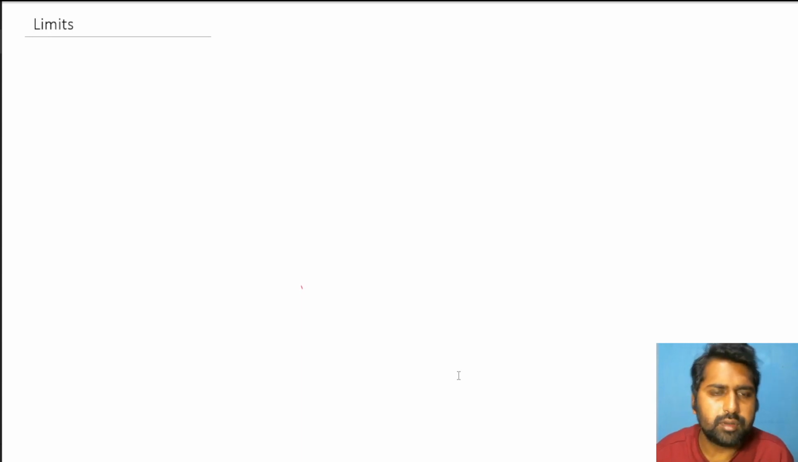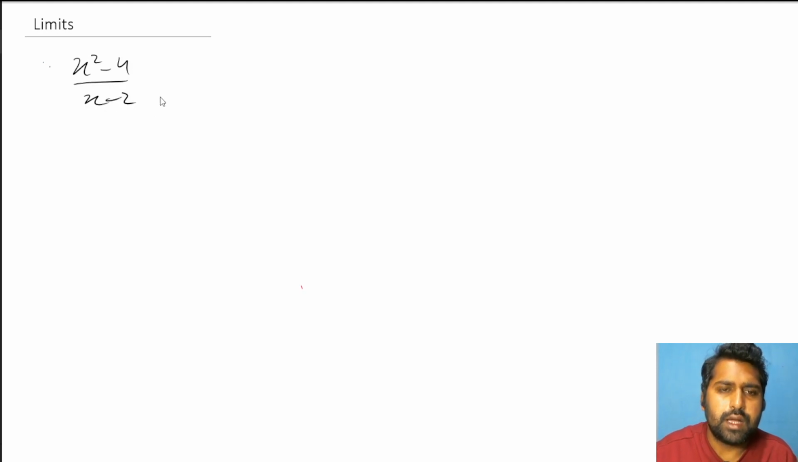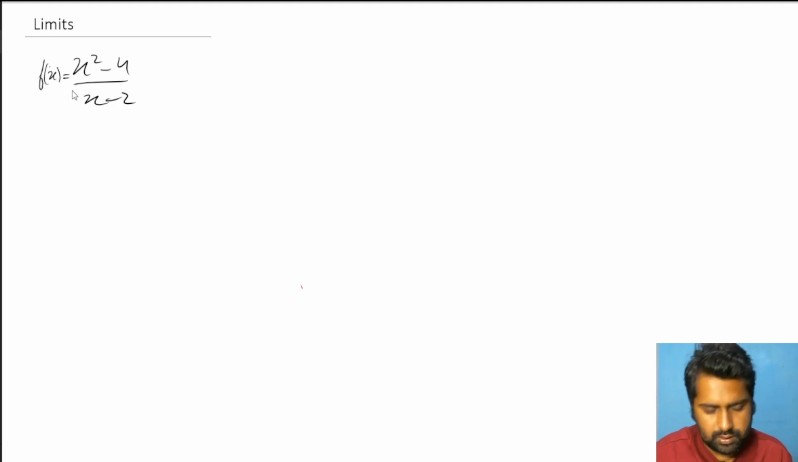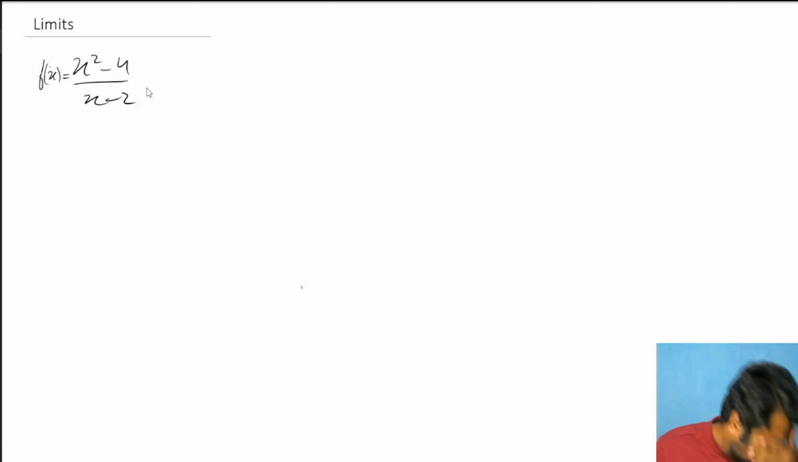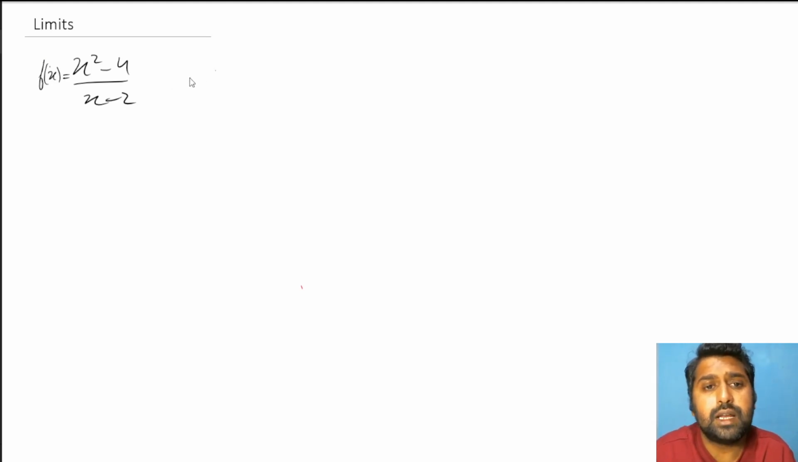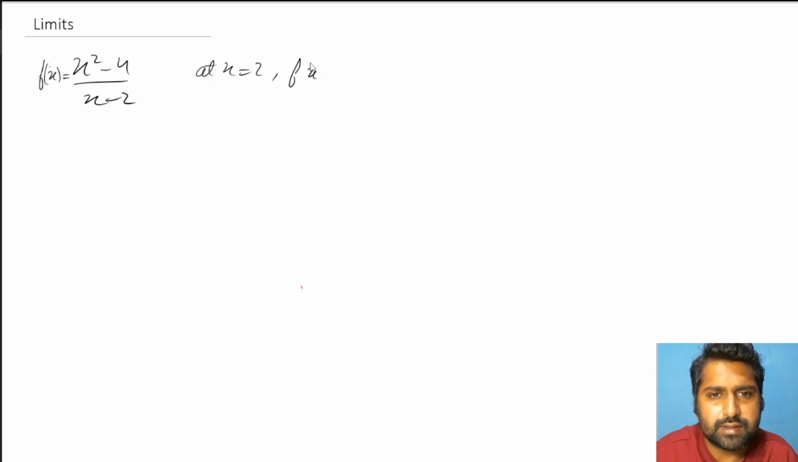Let's start with our topic for today, that's limit. Okay, so let's first understand what is the overall requirement of this chapter and what is the meaning of this word limit. Suppose I give you one expression, x square minus 4 upon x minus 2, and I ask you to calculate, like this is your function, no? And I ask you to calculate at x equal to 2 what's your f of x.